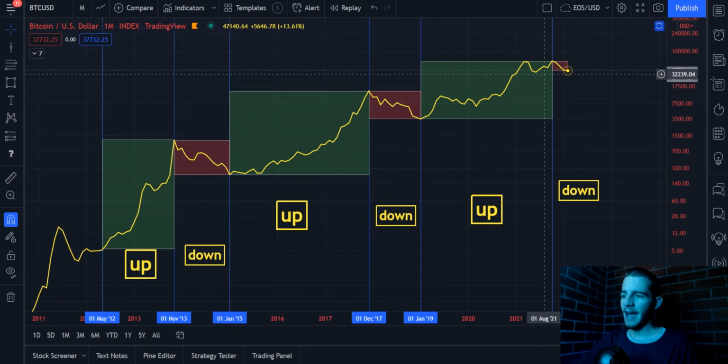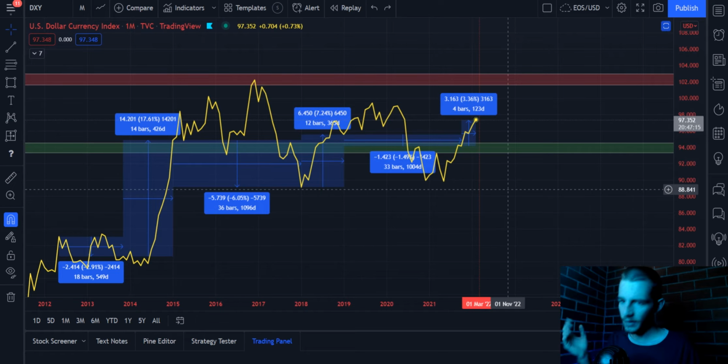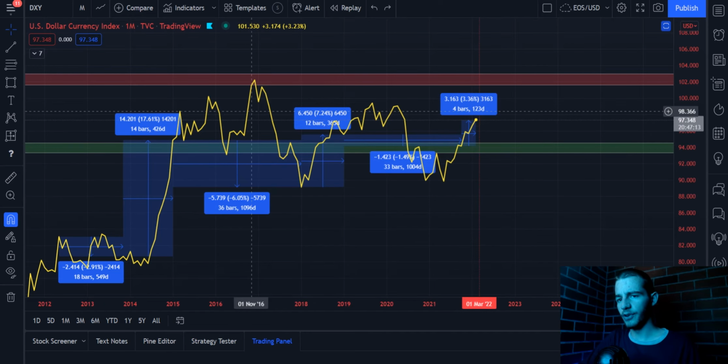at this point. And then to top this off, ever since October, we've been going down on Bitcoin. The DXY is so far up 3.36%. Okay, so there is the evidence of a reverse correlation between the DXY and Bitcoin.